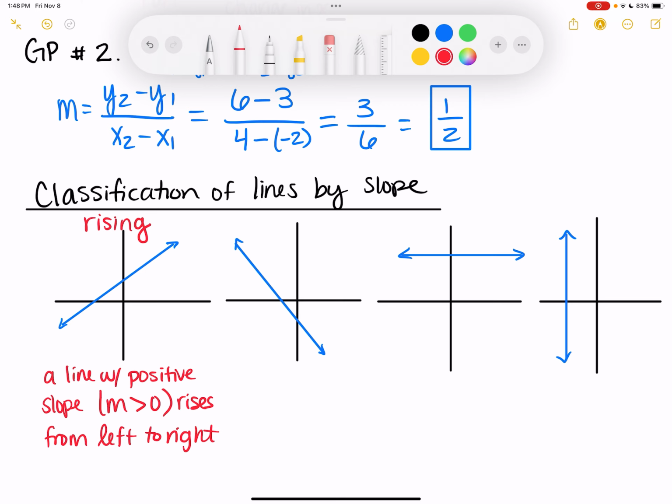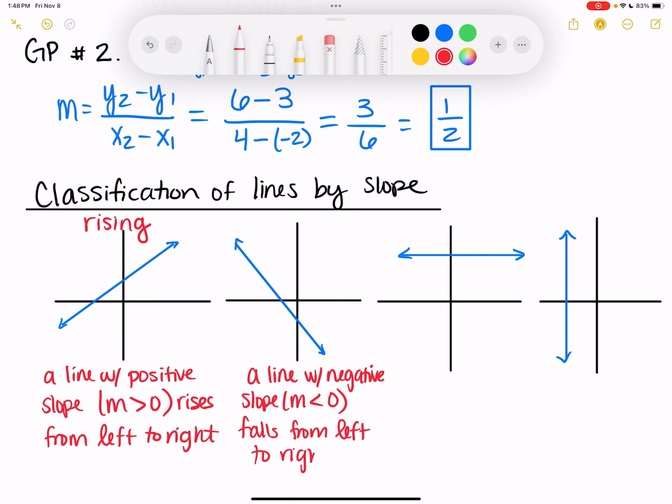All right, this line here is a line with negative slope. So m is less than 0, and it falls from left to right. So we would say that this graph is falling. So up the hill is a positive slope, down the hill is a negative slope.